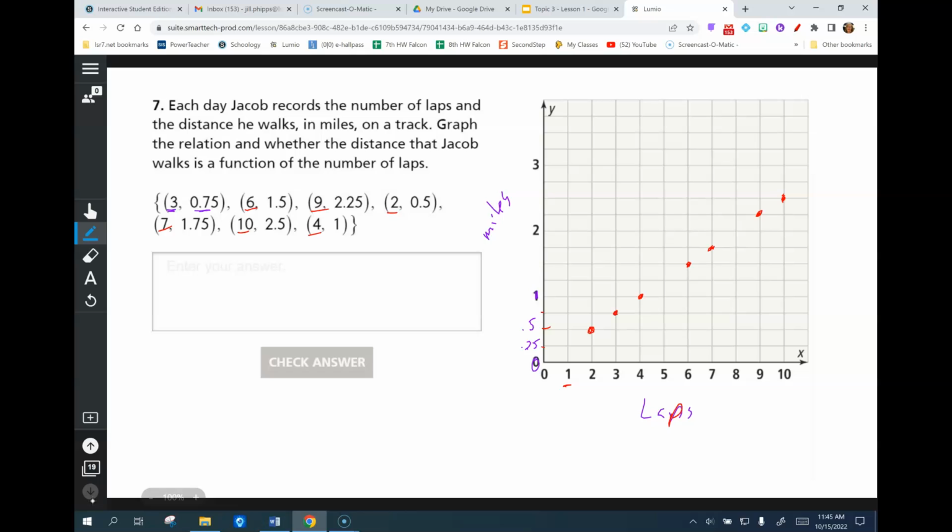Now, is this a function? That's what they're asking. So take and do your vertical line test. I hit it once, I hit it once, I hit it once, I hit it once, once. So yes, this is a function. Here's how you can also check. Look at your x values. Did any of those repeat? Any of your x values repeat? Nope. So that's the other reason.